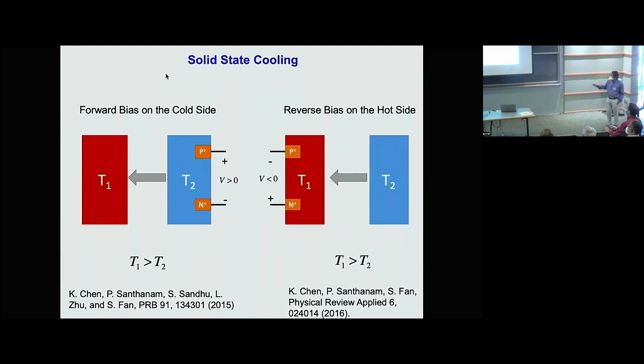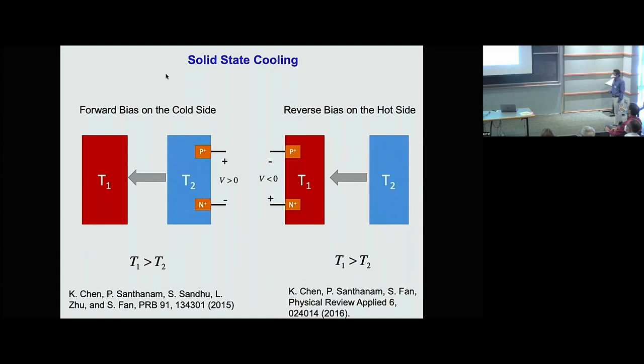Alternatively, you can put a semiconductor on the hot side and then apply a reverse bias to suppress the radiant temperature below this heat sink here. So again, in doing so, you can achieve a heat flow from the cold to the hot.